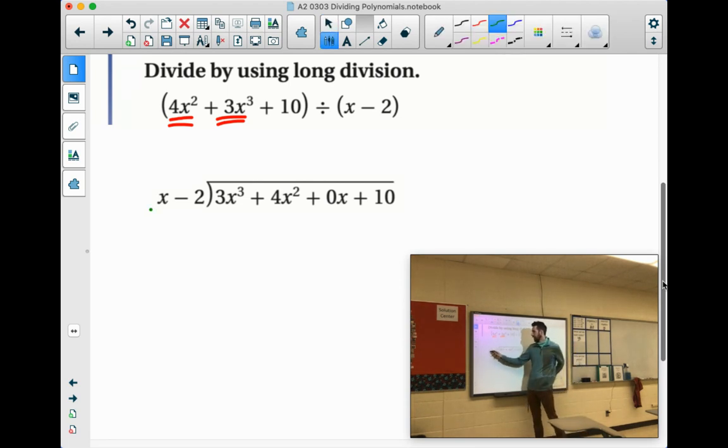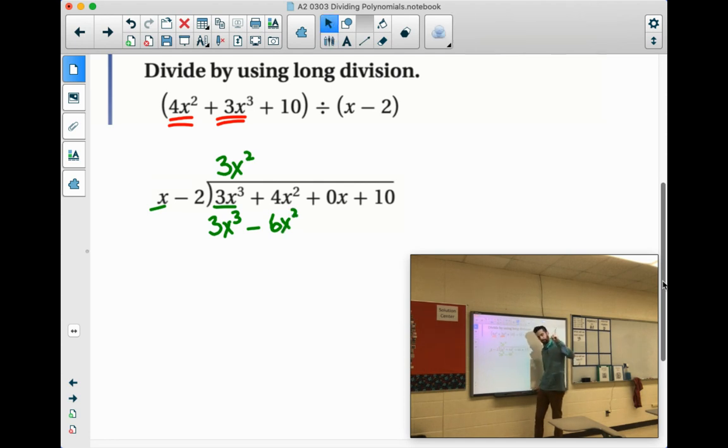First, you're just going to check how many x's you could get into 3x to the third. So if you did 3x to the third divided by x, it would be 3x squared. And then you're going to kind of go backwards, kind of like when we were factoring greatest common factors back in the day. So 3x squared times x would be 3x to the third. And 3x squared times negative 2 would be negative 6x squared.